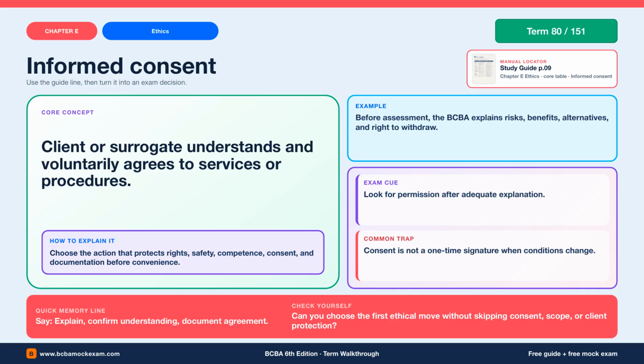Informed consent. Informed consent means clients or authorized decision-makers understand and agree to services, risks, benefits, and alternatives. For example, before starting an assessment or intervention, the practitioner explains what will happen, how data will be used, and what choices the client has. The exam cue is permission, understanding, risks, benefits, alternatives, and voluntary agreement. The trap is treating consent as a one-time signature. Consent should be meaningful and informed. Memory line. Consent requires understanding, not just a form.